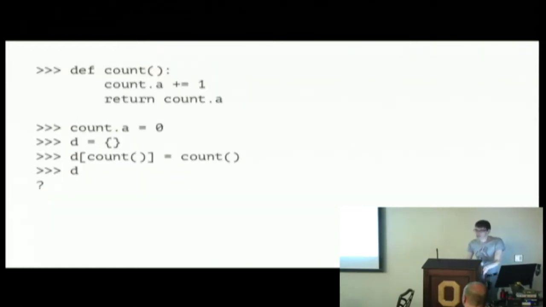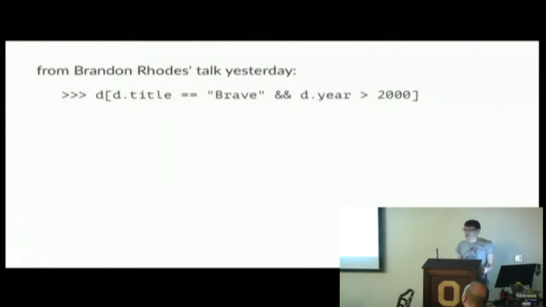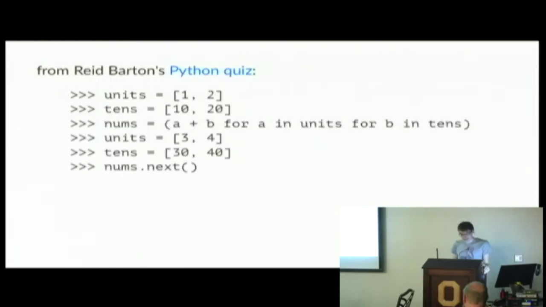These are just a few examples of things that maybe you might be a little confused by. What's going to happen here? Is our final dictionary going to be 1 mapped to 2 or 2 mapped to 1? Who knows? You'll have to try it yourself to find out. From Brandon Rhodes' talk yesterday, the precedence here, is this going to work the way we expect? If I'm asking, it probably doesn't. But why? You'll have to try it to find out.